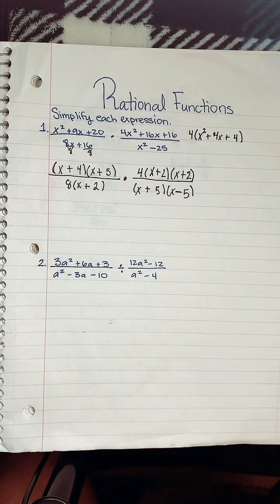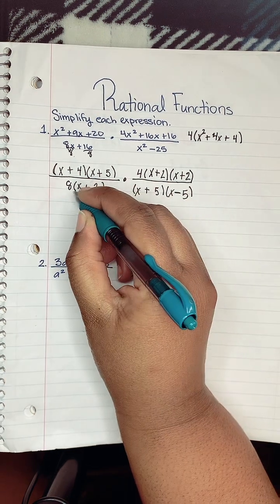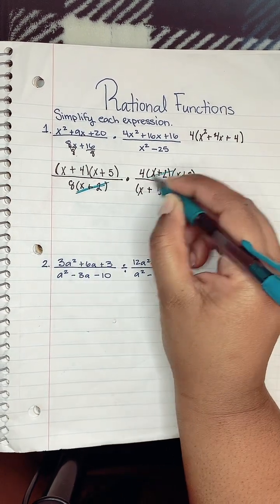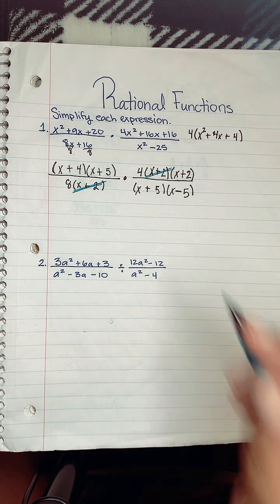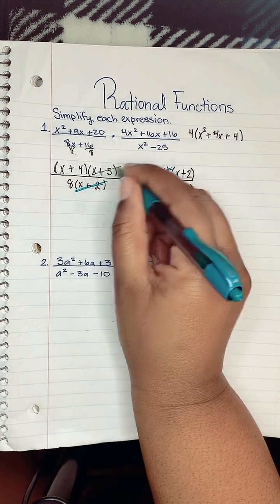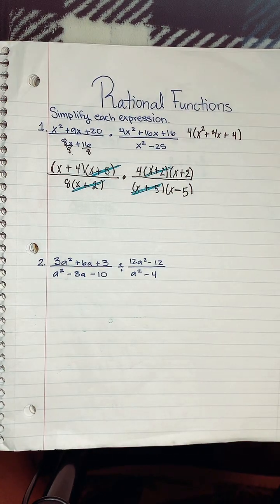And this is probably the best part about it, right? You do all that hard work and then you get to cross simplify. So what we can do is we could take out this x plus 2 right there. We have this x plus 5 is out. And I think that is pretty much it, right?